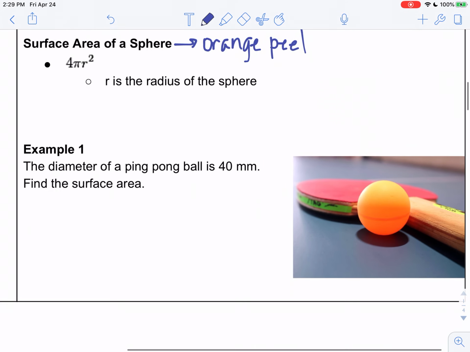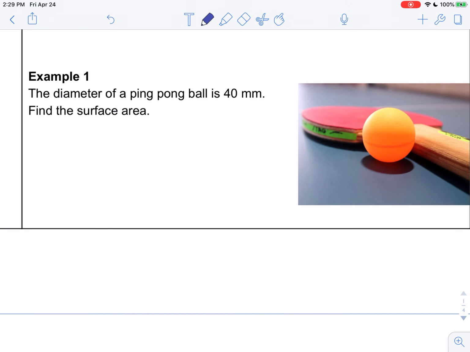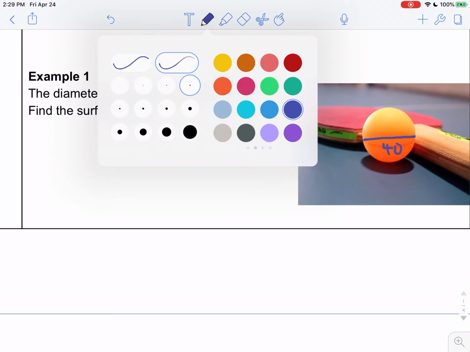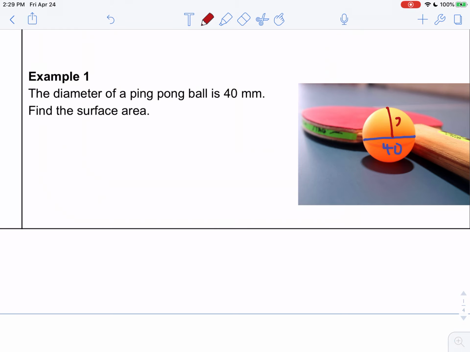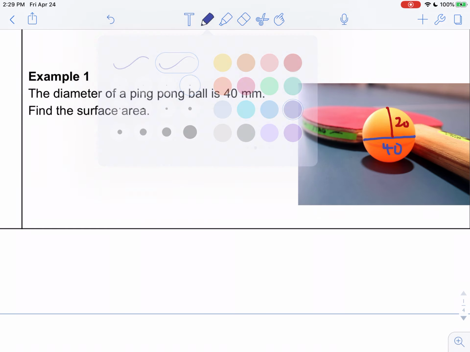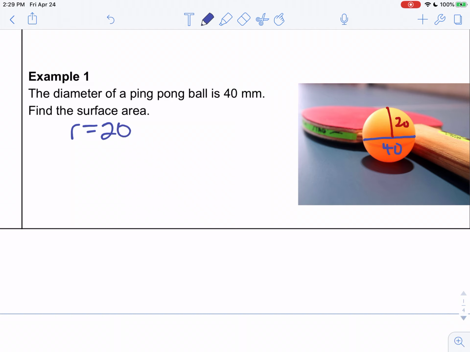Okay, so in example 1, the diameter of a ping pong ball is 40 millimeters. We want to find the surface area. So remember, diameter is all the way across, so that's 40 millimeters. Our radius would be half of that, or 20. So if our radius is 20 millimeters, and our surface area formula is 4 pi r squared, we can think of 4 pi times 20 squared.